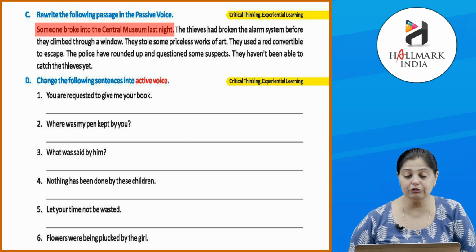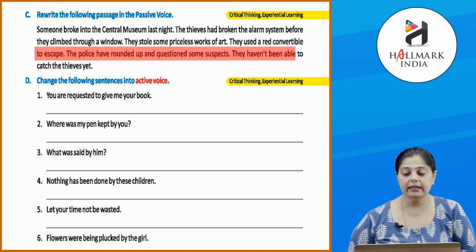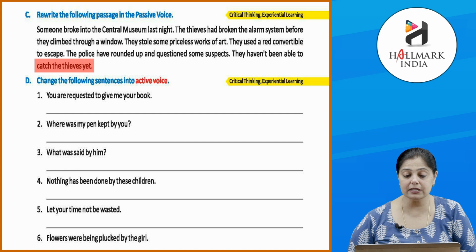Someone broke into the Central Museum last night. The thieves have broken the alarm system before they climbed through a window. They stole some priceless works of art. They used a red convertible to escape. The police have rounded up and questioned some suspects. They haven't been able to catch the thieves yet. Okay, so you have to change this passage now.